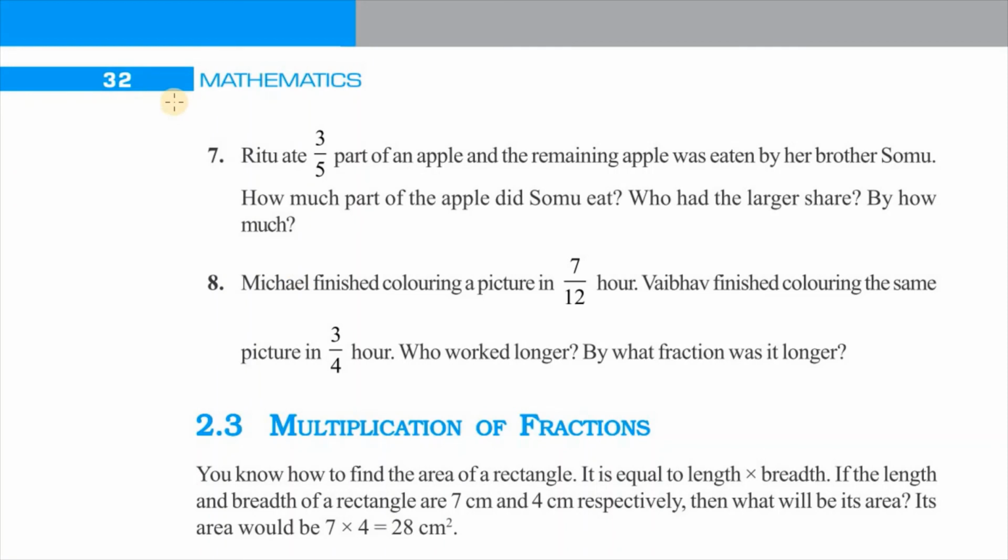The next question is, Ritu ate 3/5 part of an apple and the remaining apple was eaten by her brother Somu. How much part of the apple did Somu eat? Who had the larger share and by how much? So we had a fraction of apple that was eaten by Ritu as 3 by 5 and her brother Somu ate the remaining part of the apple. To find out how much Somu ate, we need to find the difference between the whole apple that is represented by 1 and the part that Ritu ate, that is 3 by 5.